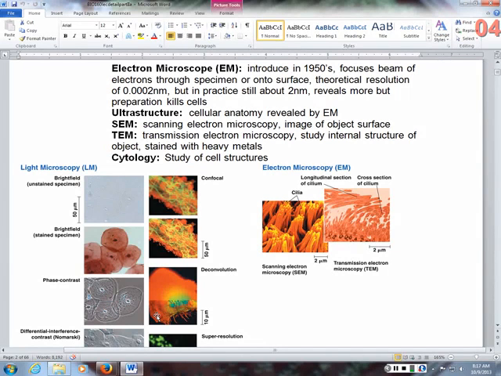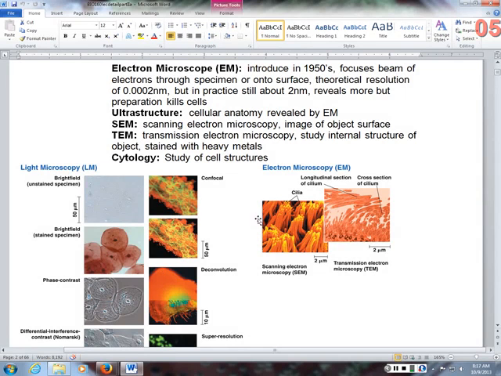And then the stains for them involve using heavy metals, so they're very toxic stains, and you have to be much more careful handling the stains. And they also have to be viewed in a vacuum. So it will allow you to see the cellular anatomy, though. The scanning electron microscope is going to show you the surface, and then the transmission electron microscope will show you the internal structure.